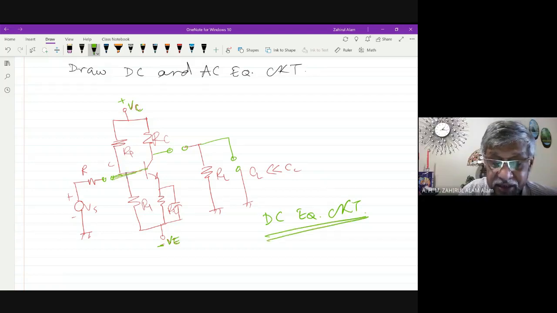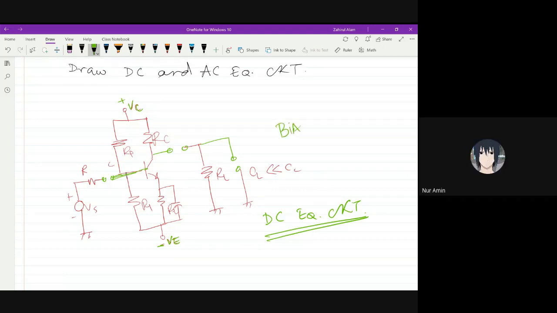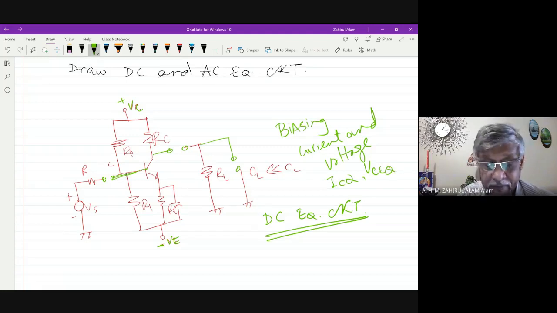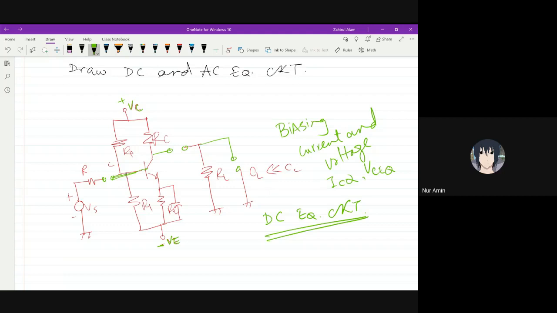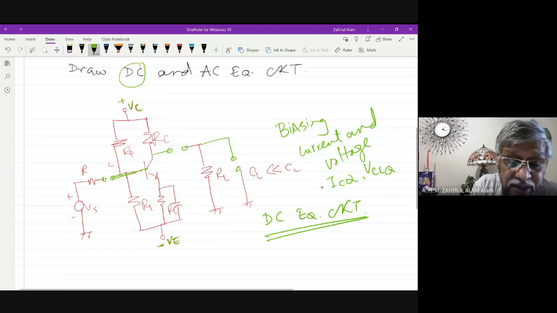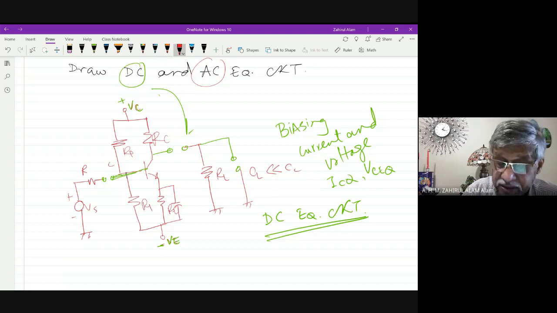Now you recall, is it right? From this circuit, usually we calculate the biasing current and voltage, which is ICQ and VCQ. Is it right? So now we complete this DC, and now we need to draw the AC equivalent circuit.